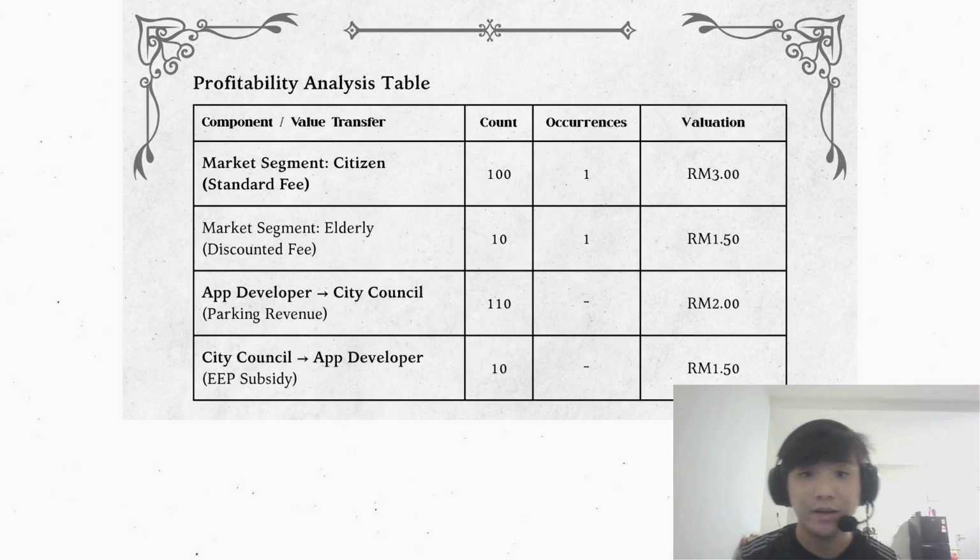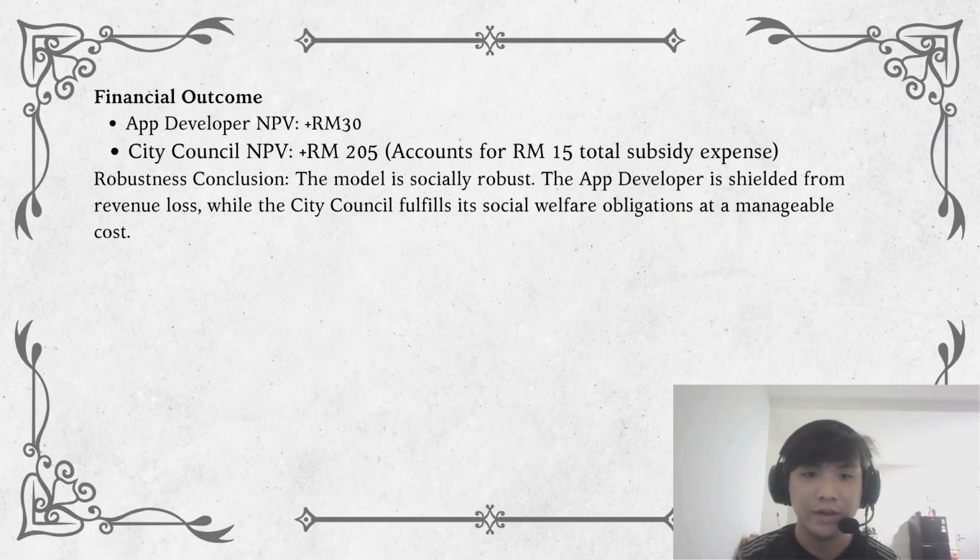To cover the gap, the city council pays an EEP subsidy of 1 ringgit and 50 cents back to the app developer. This allows the app developer to continue remitting the standard 2 ringgit parking revenue to the council for all 110 total users. The important point here is that the model is highly robust. Factoring in the expanded volume, the app developer's NPV increases to plus 30 ringgit and the city council's NPV rises to plus 205 ringgit.